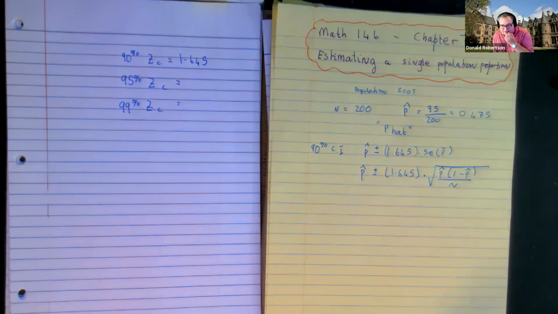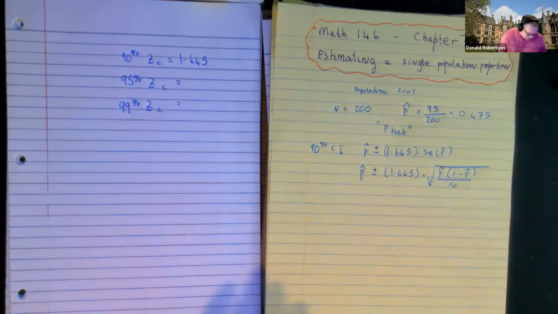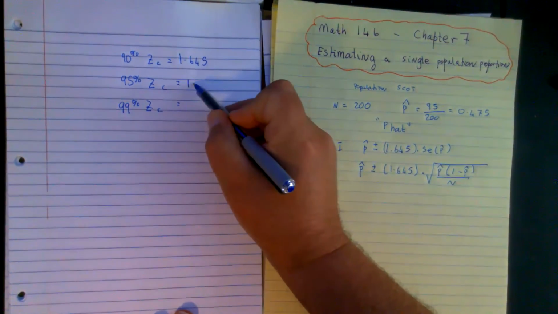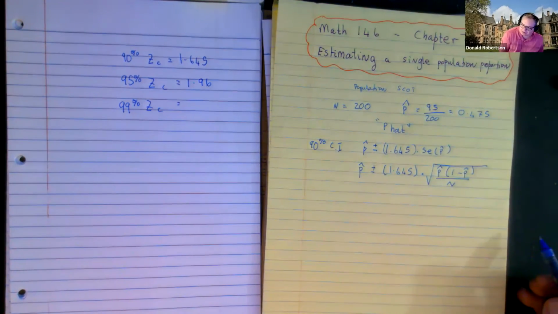0.645 got you a 90. What number got you a 95? Because that's the only thing that changes, right? That'll change to this next number. Last chance. 1.96. You nailed it. And what's 99% going to get you?